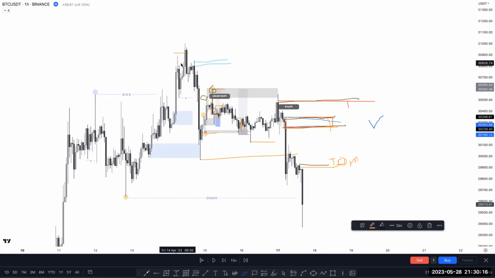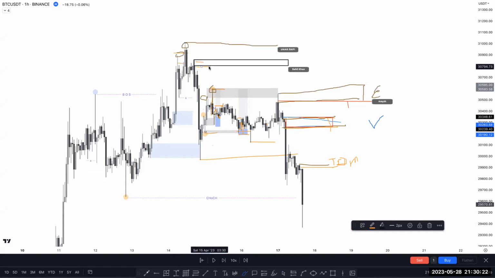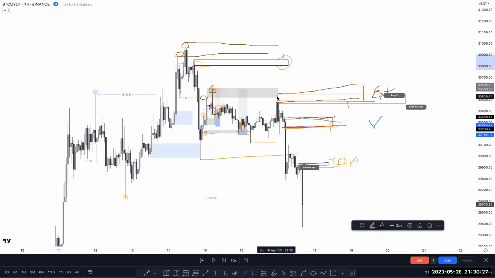So this one is mitigated here. This unmitigated shadow we can also use. Okay, if price comes back to this point, and the market gives a reaction here, creating a push downside, we can sell here at this point.